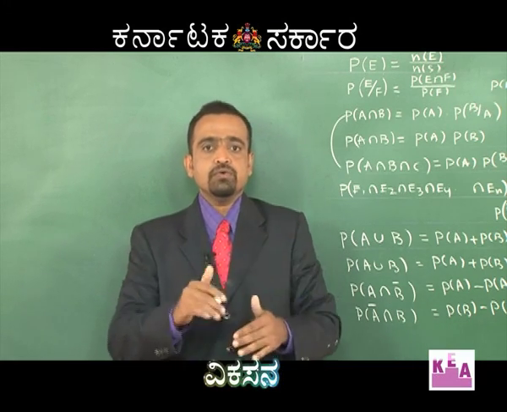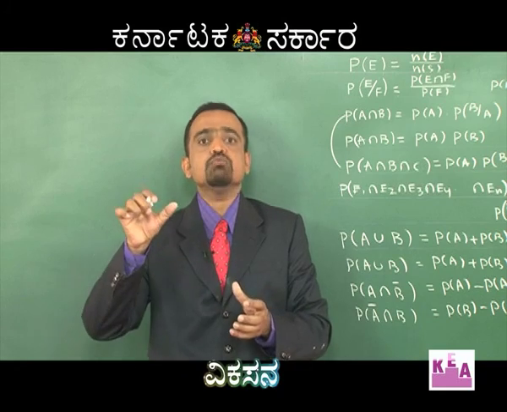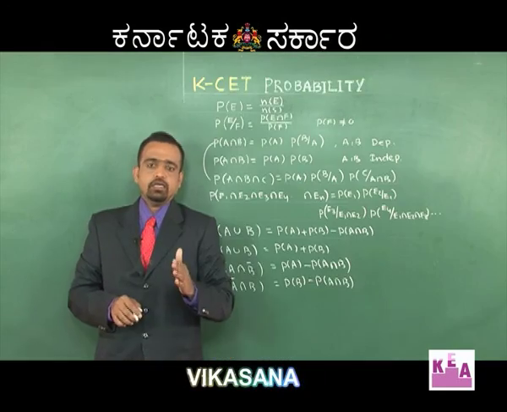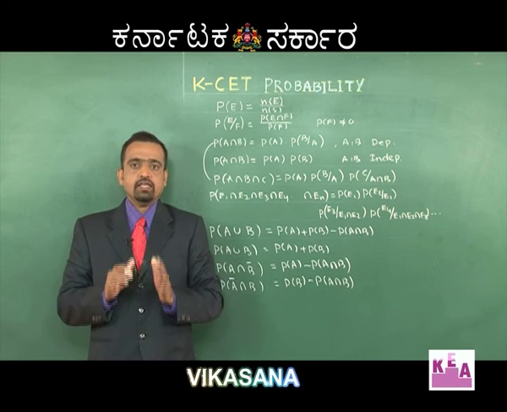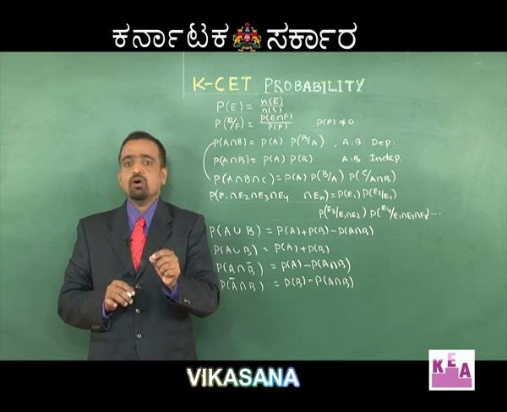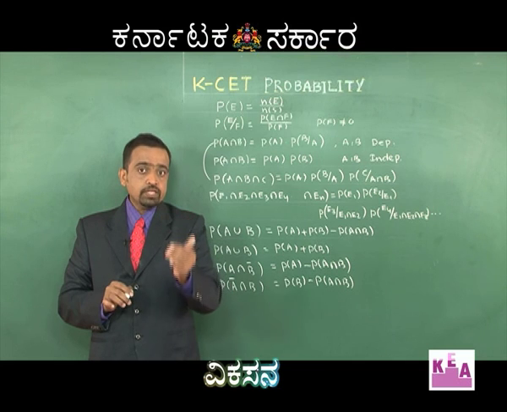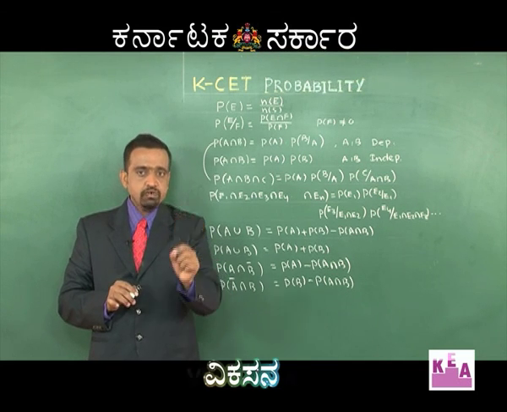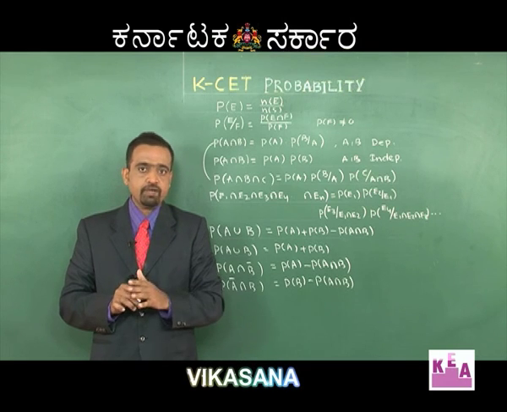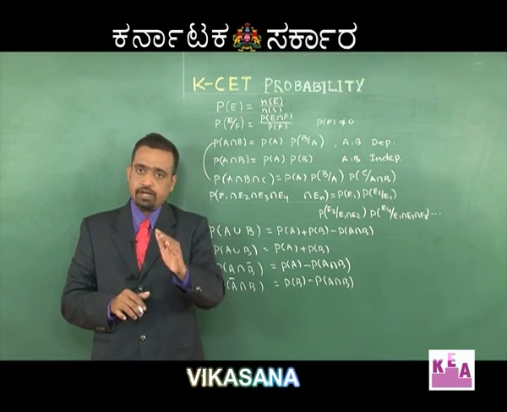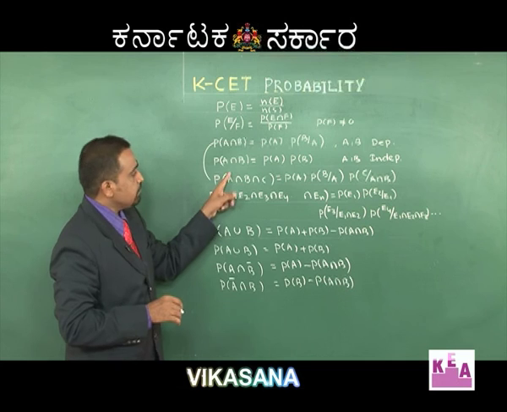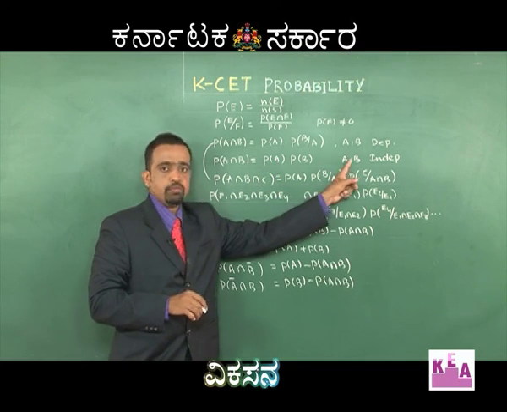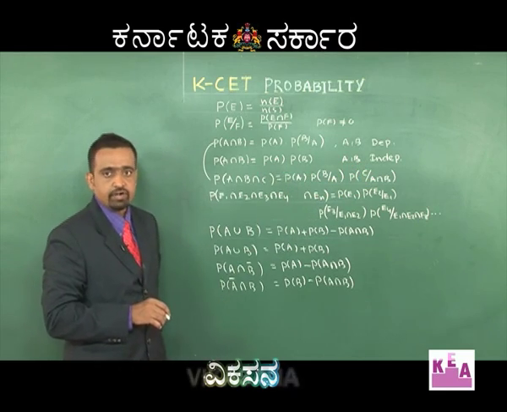Selecting two cards with replacement, selecting two more cards. These two events are called independent events. In any problem, if it is directly or indirectly involving the word with replacement or without replacement: with replacement means independent events, without replacement means dependent events. Here, this multiplication theorem is applicable when A and B both are independent events.